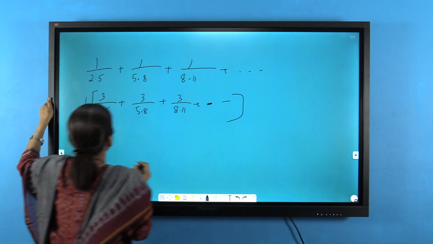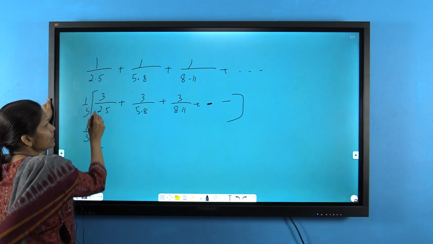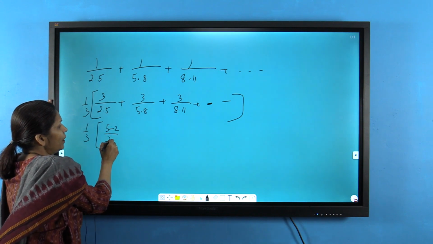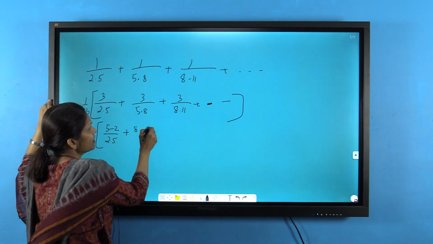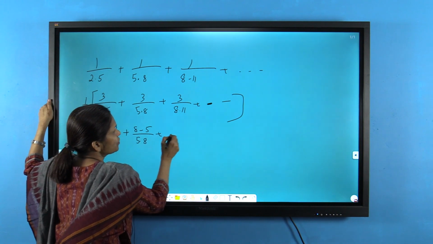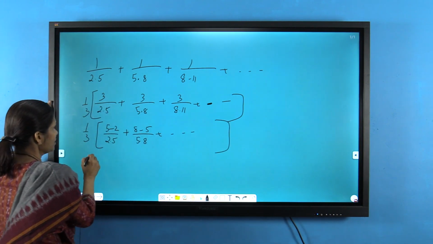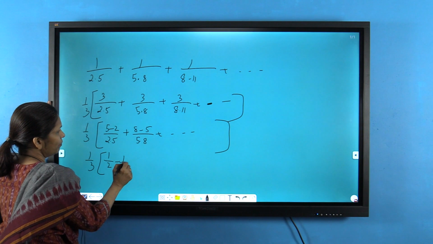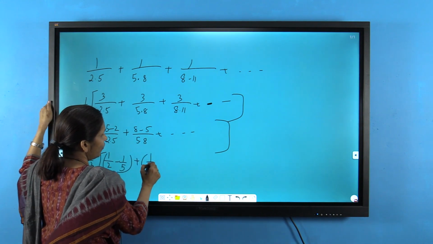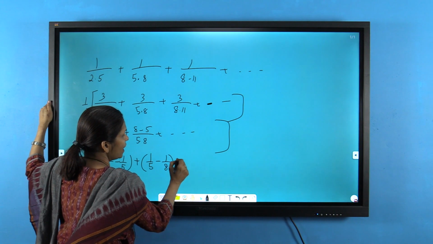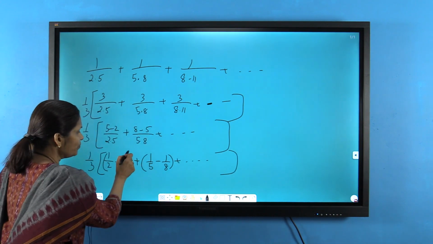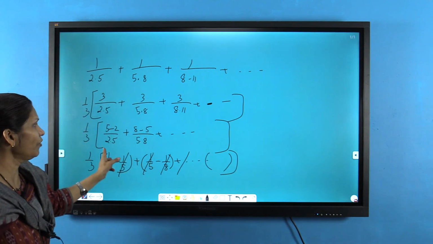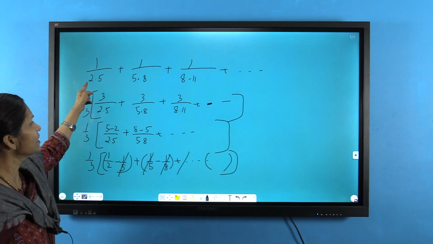So, this is 1 by 3 into, this 3 can be written as 5 minus 2 divided by 2 into 5 plus 8 minus 5 by 5 into 8 and so on. Okay. So, this is 1 by 3 into 1 by 2 minus 1 by 5 plus 1 by 5 minus 1 by 8 and so on. Okay. So, observe that these terms are going to cancel. In the last one, you are going to have 2 terms. So, let us determine which are those.